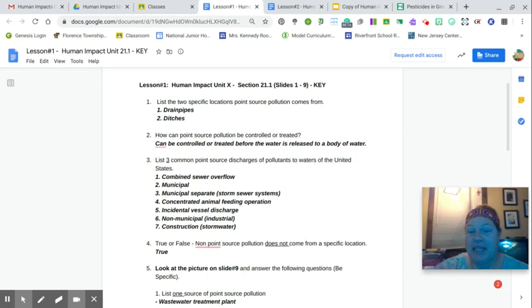All 7 were listed in a picture. It was like a circle of little pictures. There's combined sewer overflow, the municipal separate. So like the houses are municipal and then the streets are municipal separate. Concentrated animal feeding operations, incidental vessel discharges. That's actually something in Florence that you would actually have happen because there's a lot of ships that travel on the Delaware River right next to the school even.